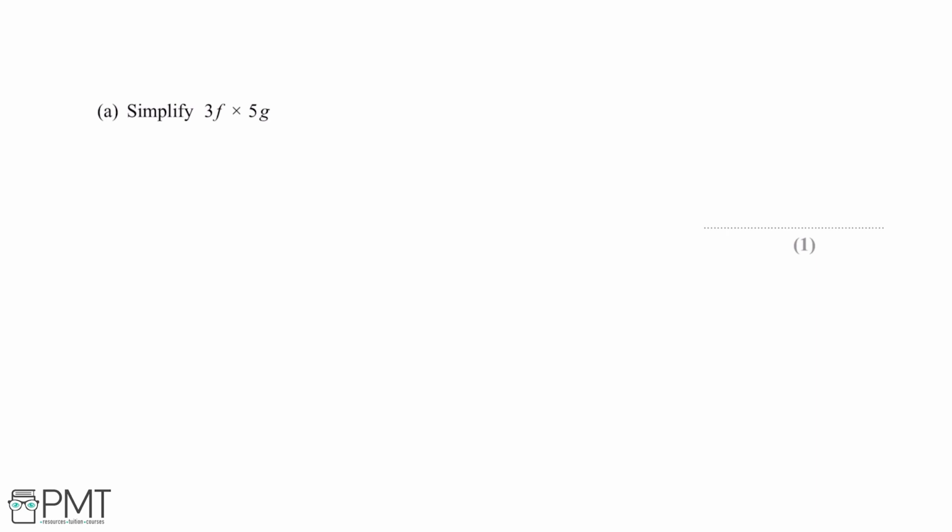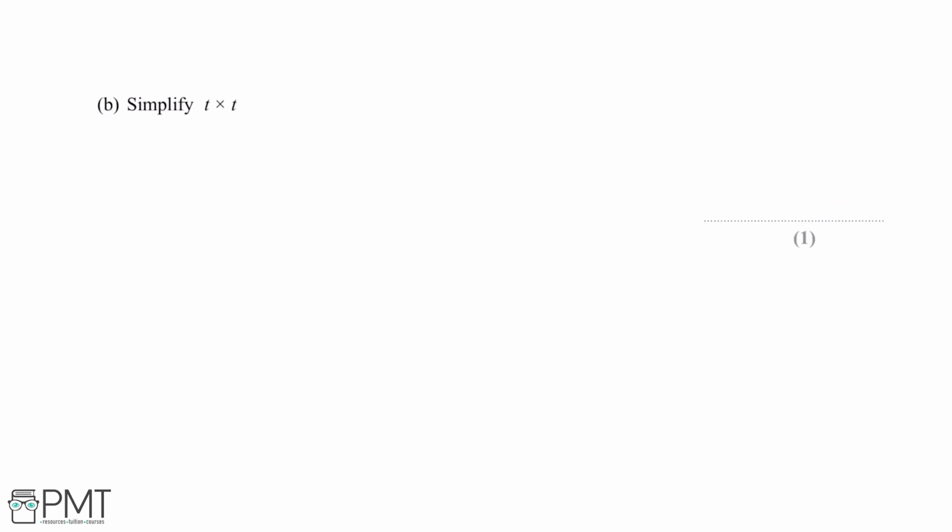Simplify 3f multiplied by 5g. So 3f multiplied by 5g is the same as writing 3 multiplied by f multiplied by 5 multiplied by g. Now what we can do is multiply together these numbers. So 3 multiplied by 5 gives us 15, and then multiplied by our f and then g. And then we can rewrite this as 15fg. And this question is worth 1 mark, and we get this for the answer.